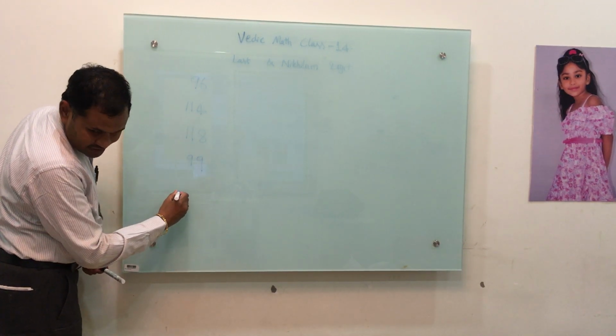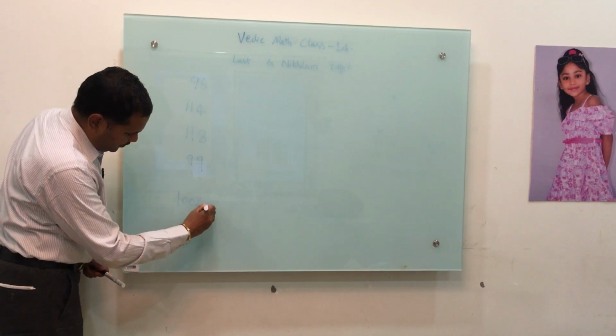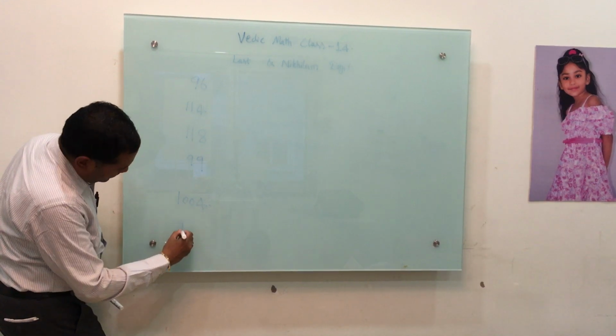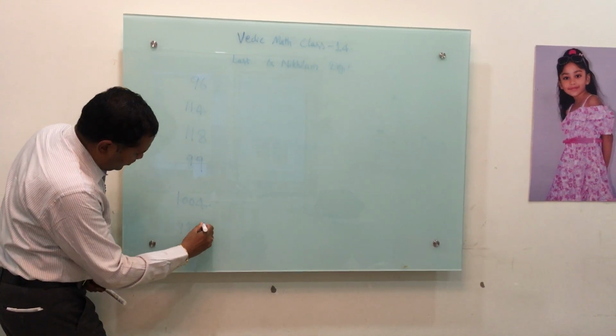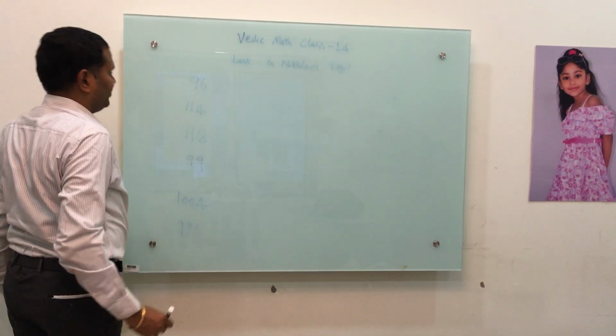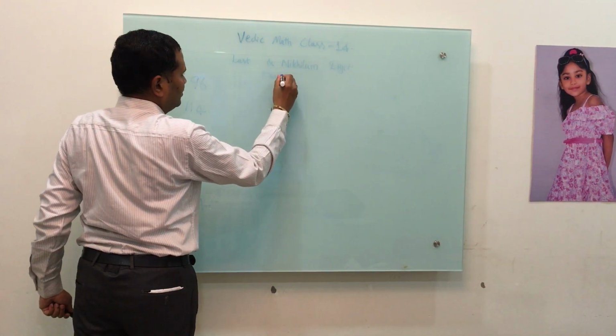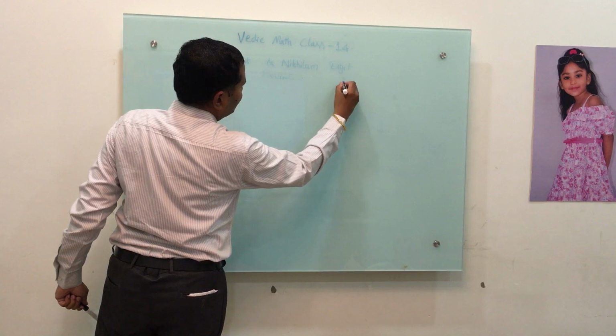Let's write for 1004, and let's write for 995. Now let us see the deviation and the base.